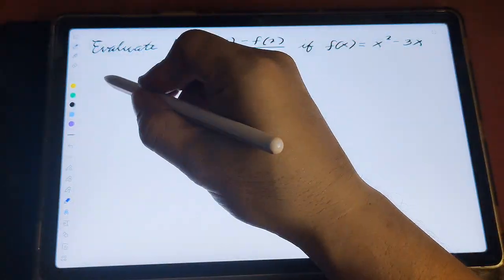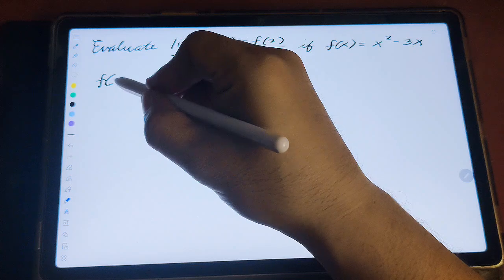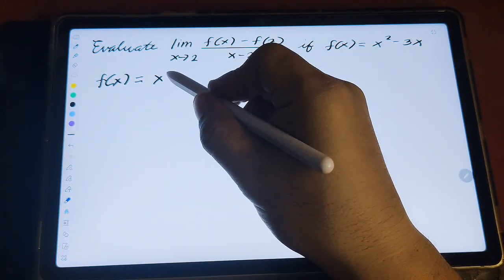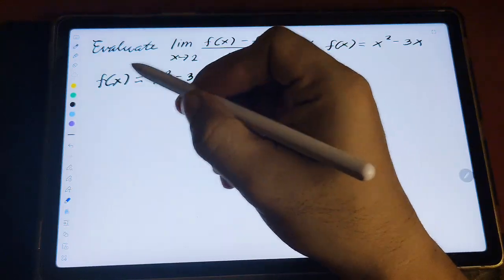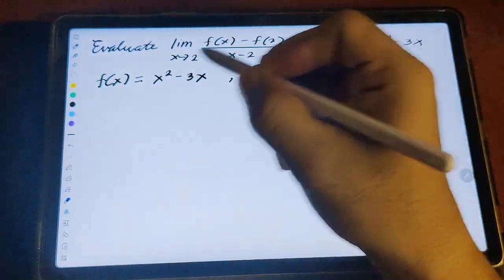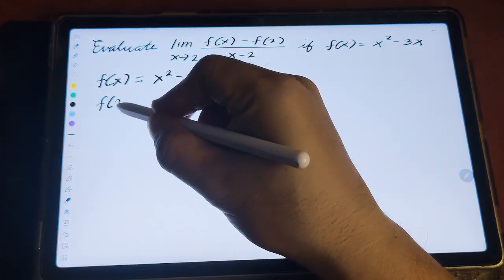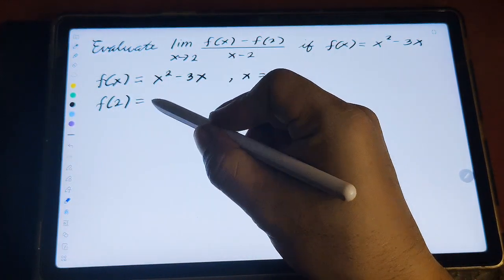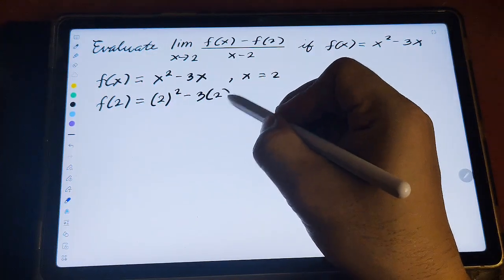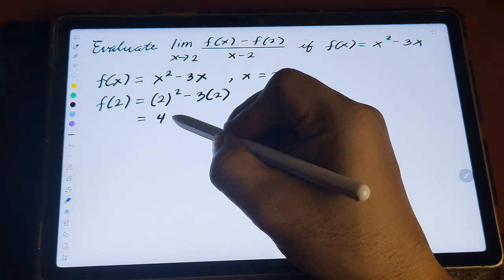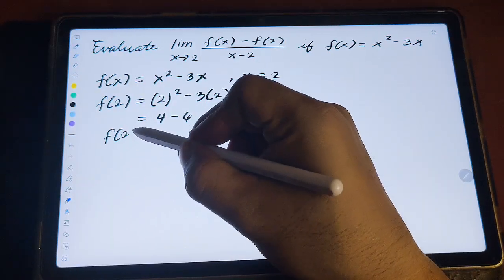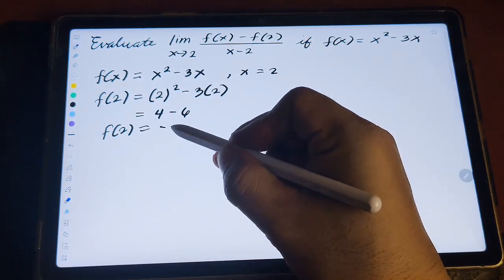Because we have the given function f of x equals x squared minus 3x. So if x is equal to 2, we have f of 2 equals 2 squared minus 3 times 2. And that is 4 minus 6. So f of 2 is equal to negative 2.